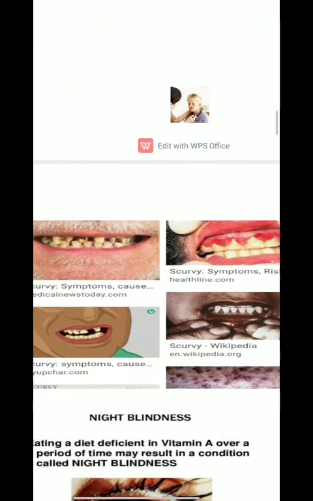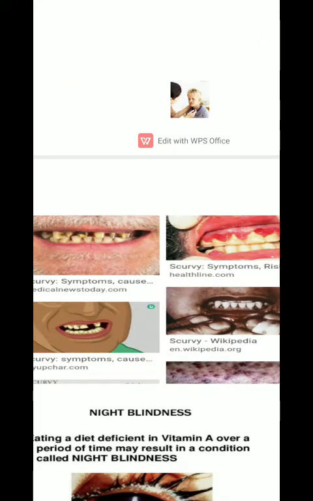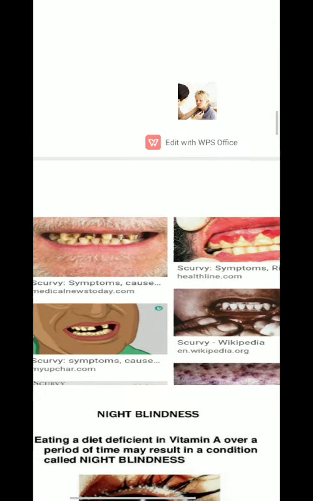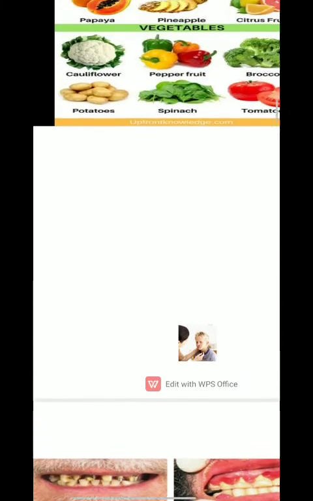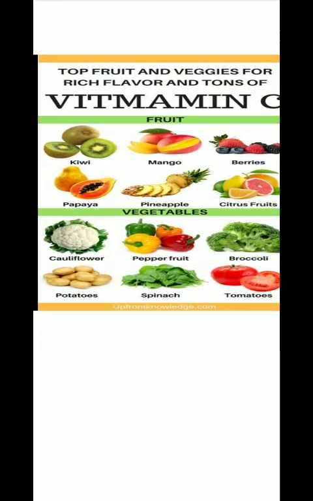Now the next disease which we are going to discuss is due to the deficiency of vitamin C. Deficiency of vitamin C causes scurvy. It is a disease that is characterized by bleeding gums, skin spots, and swelling in joints. It also affects the immune system and can be dangerous in acute conditions. The food items which are rich in vitamin C are kiwi, mango, berries, papaya, pineapple, citrus fruits, cauliflower, pepper fruit, broccoli, potatoes, spinach and tomatoes.